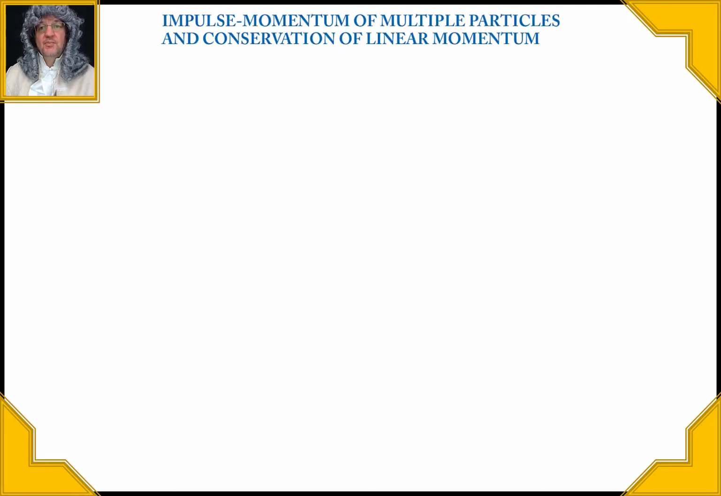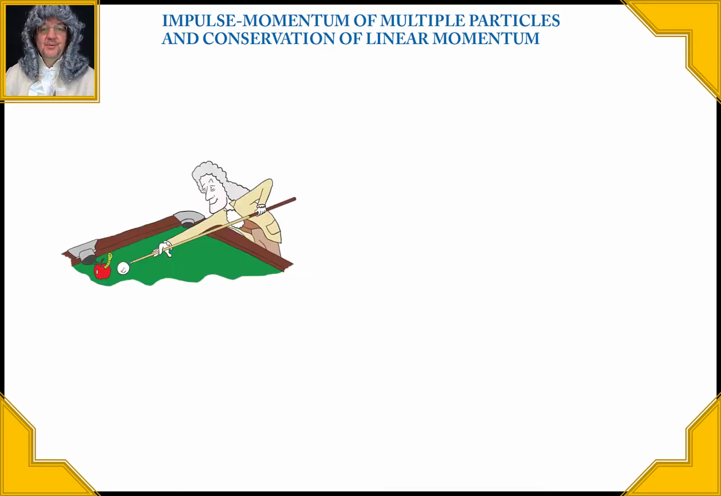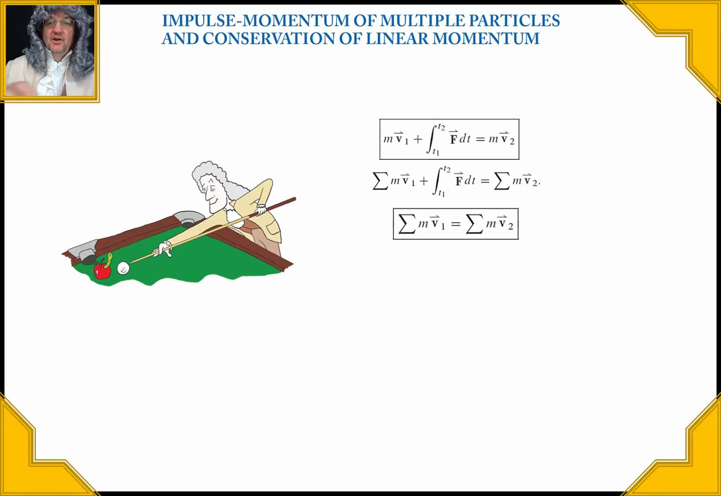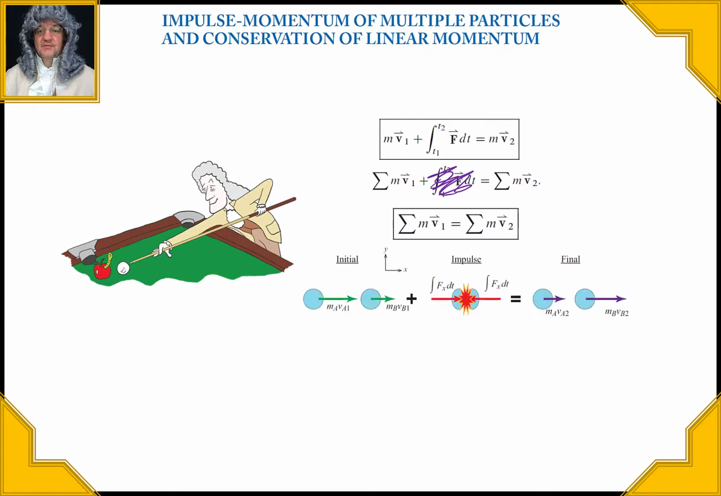All right, so impulse and momentum can involve multiple particles, most of the time when this happens. Pool is a very common example we might think of. I do an example in the next class where we have pool balls hitting each other. So we start out with impulse and momentum, and if there is no impulse going on, we just have the total momentum before equals the total momentum after, right?